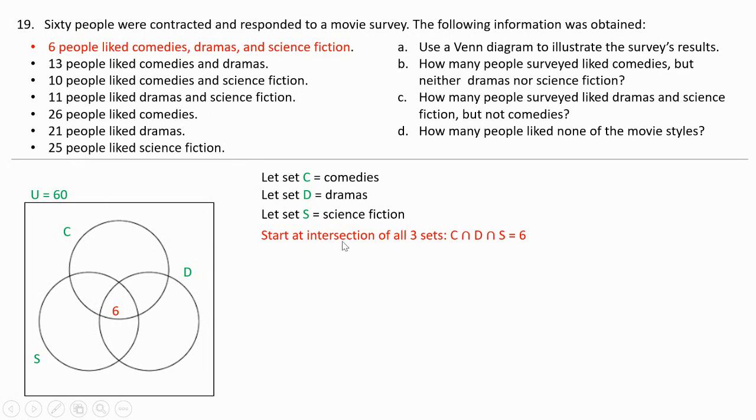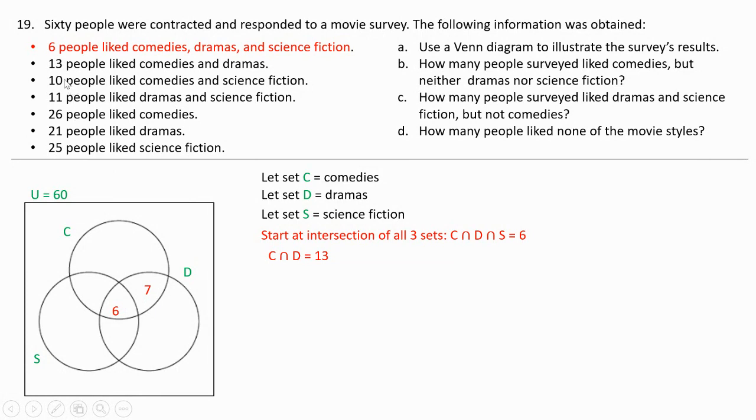Let's go to the second part. It says 13 people like comedies and dramas. The word "and" means intersection; this is the symbol for "and." So the comedies, set C, and set D, where they intersect is 13. This is set C, all this right here, and this is set D. So they intersect right here, and this is supposed to be 13. Since we already have 6 there, this has to be 7, because 6 plus 7 gives us 13.